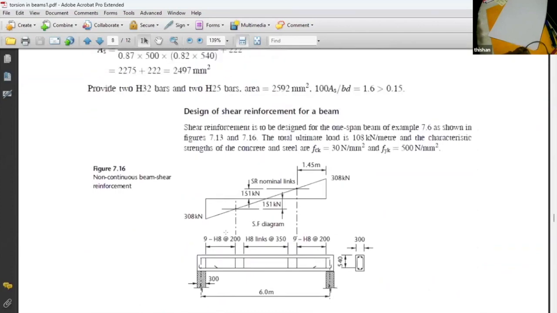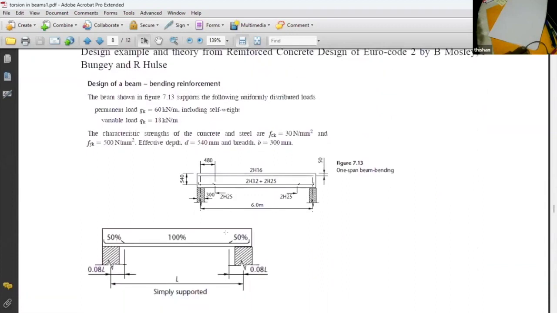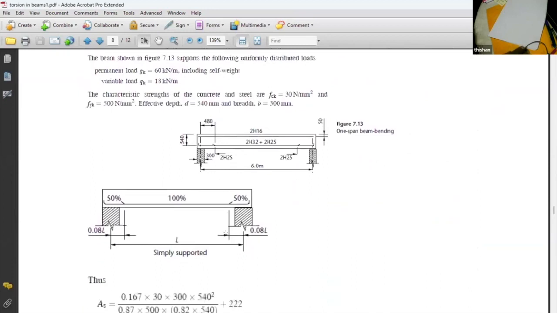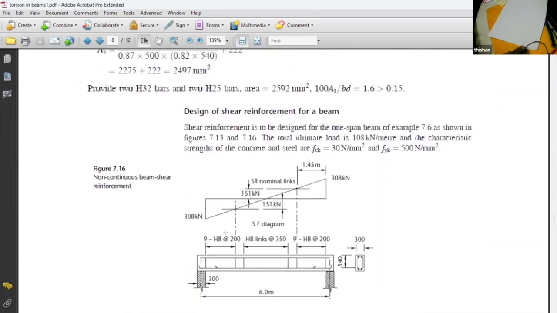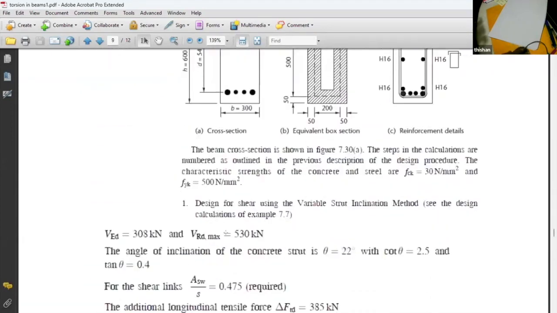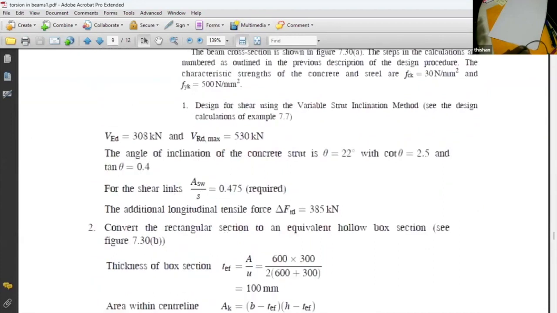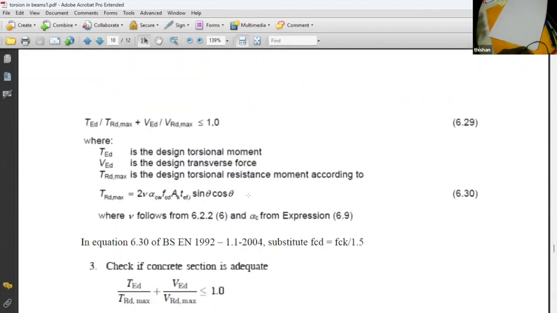This is the first part of the design, where the beam has been designed for flexure and for shear. And we know the amount of shear link required, and the shear link requirement is given as Asw/s is 0.475. Just keep it in mind because that's important information that we can use later. Now we are going to do the torsional design.